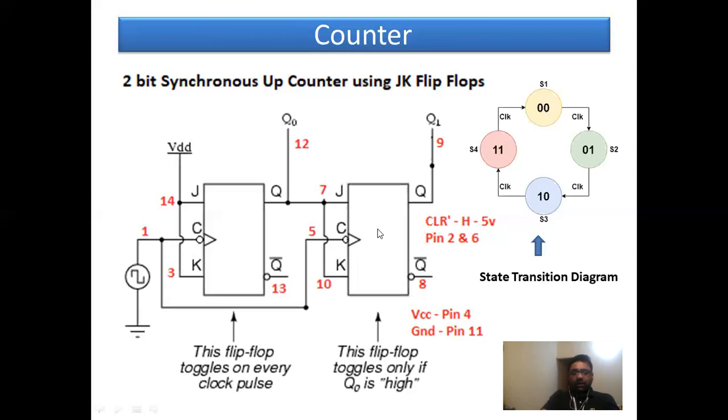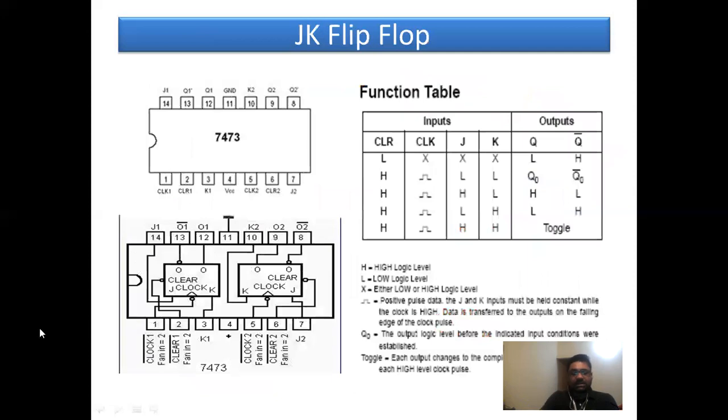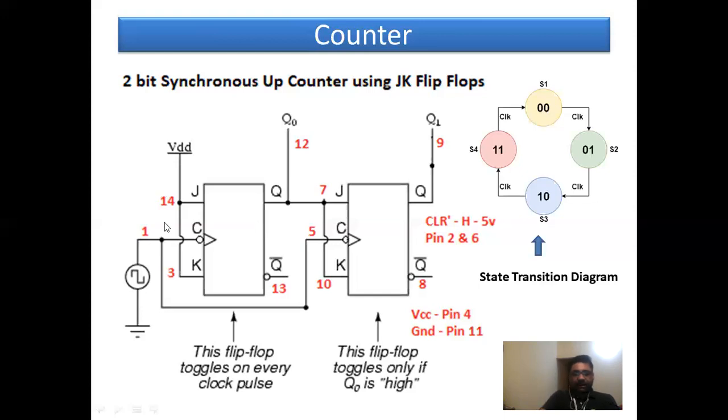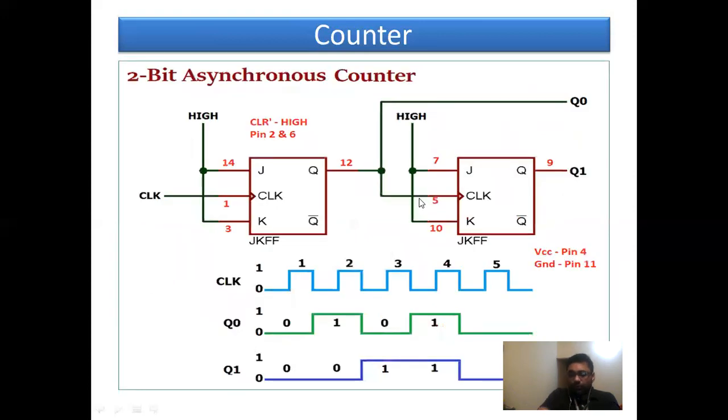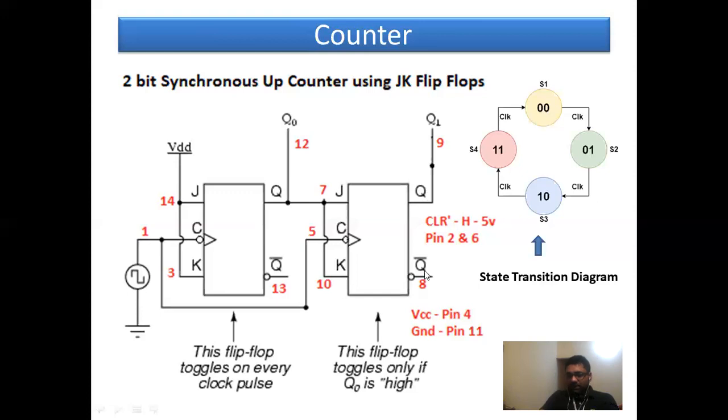Now, for doing this experiment in Tinkercad, for your convenience, I have written the pin numbers. All these pin numbers have been taken from this data sheet, that means this pin configuration. The same thing is written in red color. That means clock 1, J1, K1. This is your Q1. This is your Q1 bar. This is your J2, K2. This is your clock 2. This is your Q2 and this is your Q2 bar.